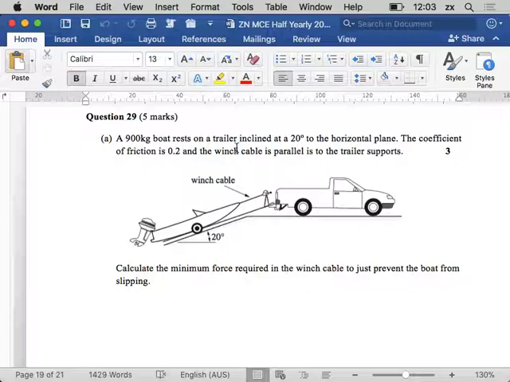Now, I'm trying to help you remember mu cos, so I'll draw up our diagram. I'll draw up our actual forces here. So this is at 20 degrees. We've got our boat. Now, our boat wants to go downhill, but the friction says no. We've got our normal reaction here. We've got our weight.